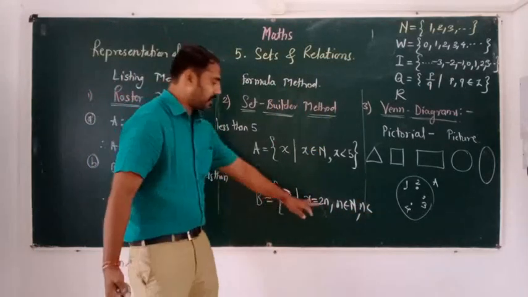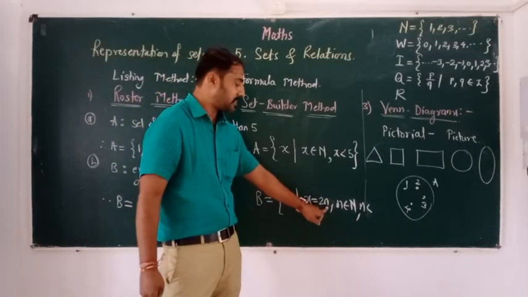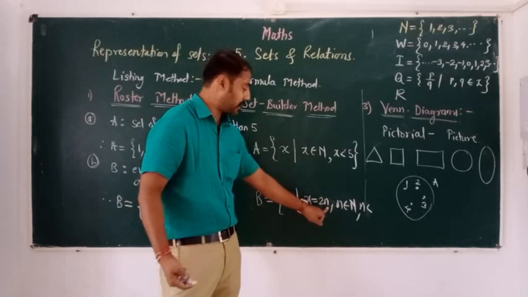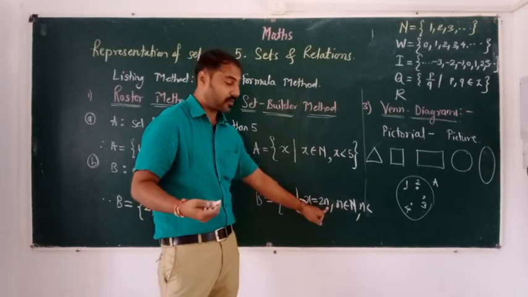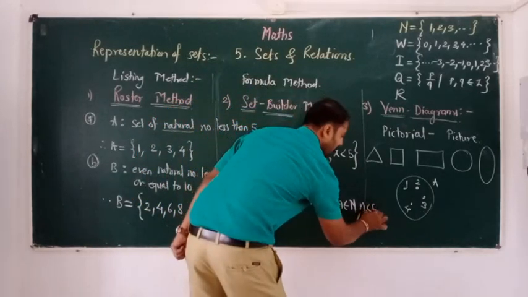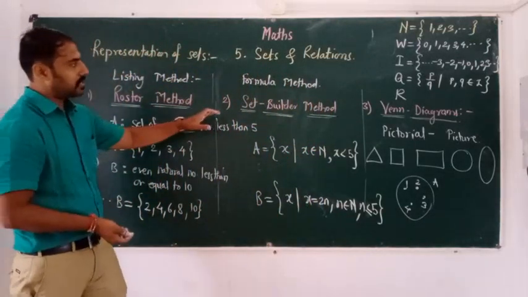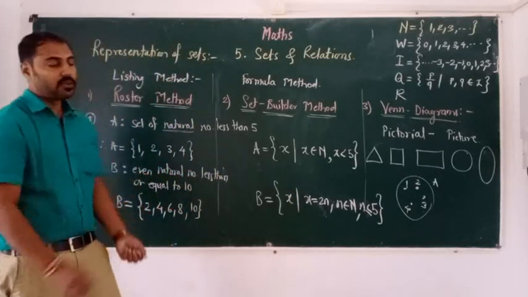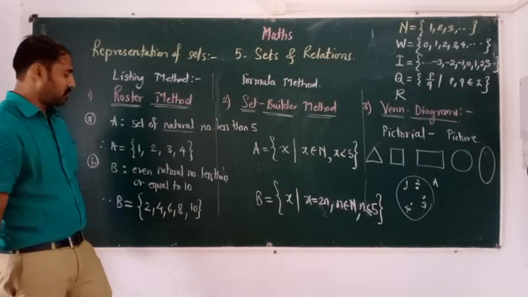If I take n equal to 1, we get 2. n equal to 2, we get 4. n equal to 3, we get 6. When n is equal to 4, we get 8. When n is equal to 5, we get 10. So I can write n less than or equal to 5. So in set builder, we build one formula: the set of all x such that x is equal to 2n, n belongs to capital N, and n is less than or equal to 5.